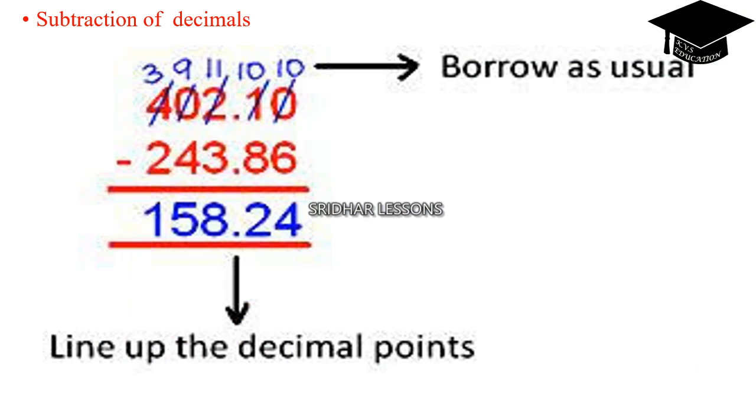Observe this picture carefully. 402.10 minus 243.86. Take the borrow and do the subtraction as usual. 10 minus 6 is equal to 4, like that. Check out, as usual, our regular subtraction.